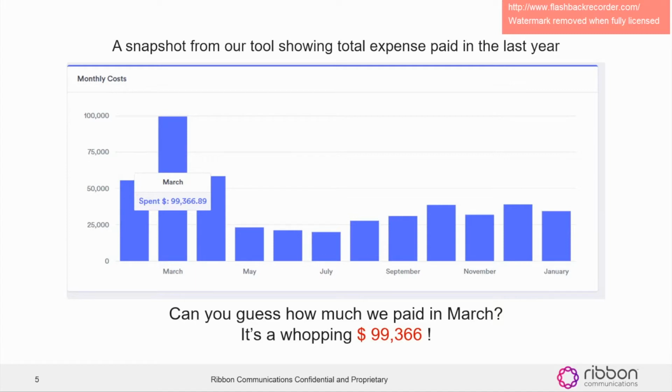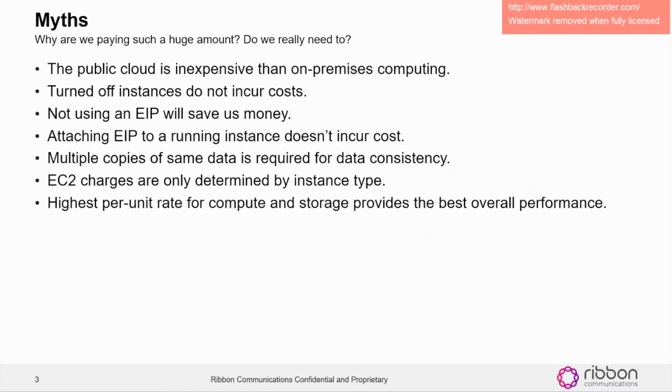And by the way, can you guess how much we spent in March? It's a whopping $99,000. There are many misconceptions about usage, cost, and billing of AWS services. So why are we paying such a huge amount? Do we really need to pay that?